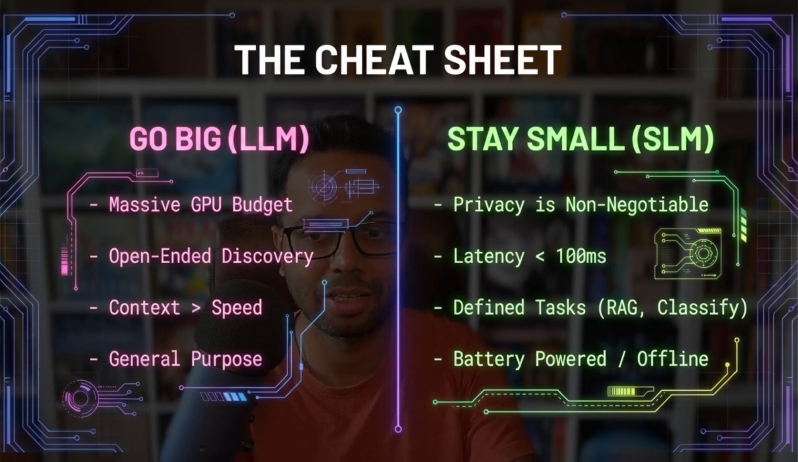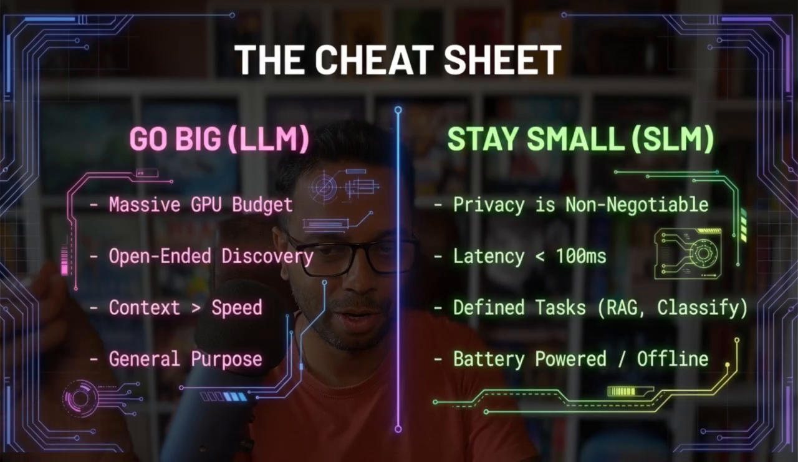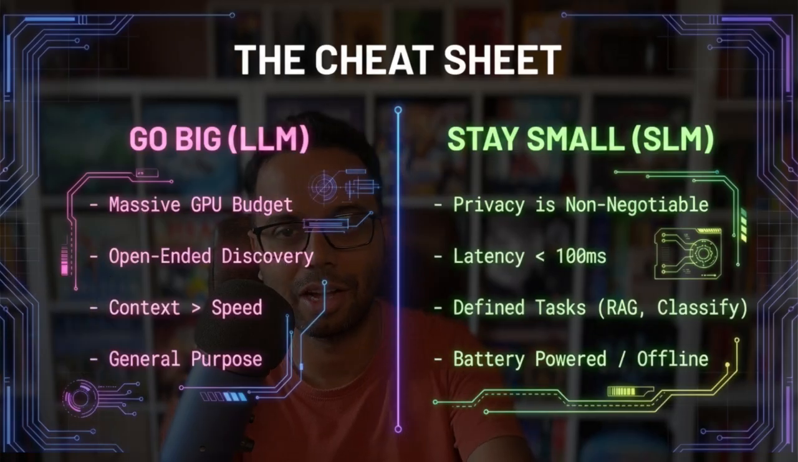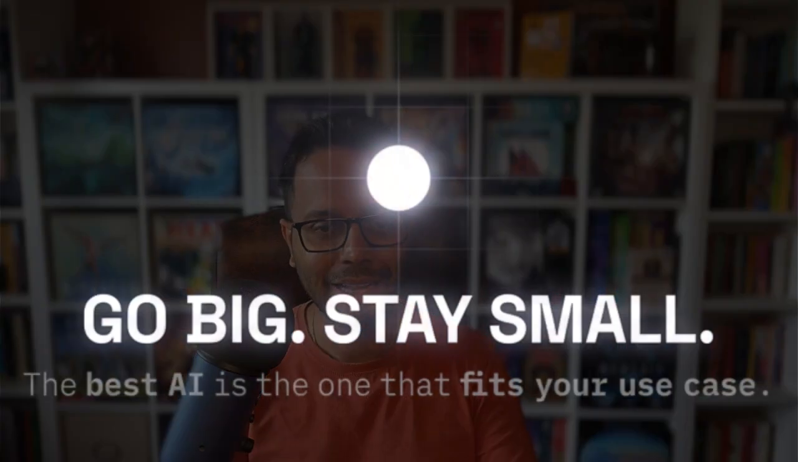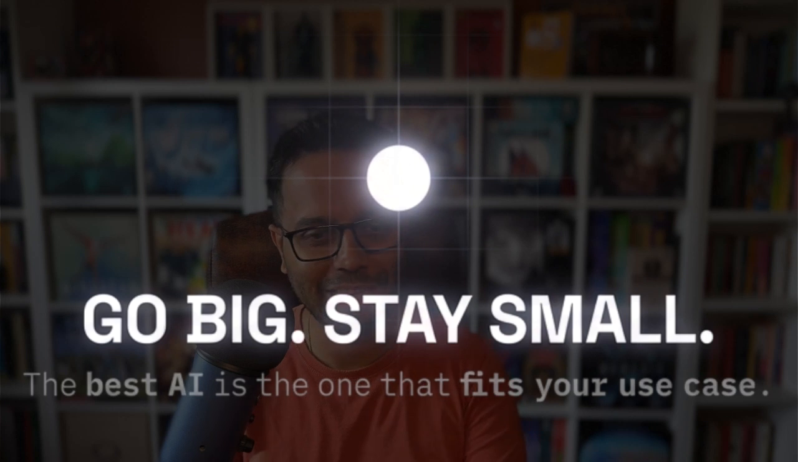When you have defined tasks, RAG, you want to classify things quickly, you go for small language models. When you want to build something that is general purpose, you go for large language models. When you want to build something offline or very specific task oriented, you go for small language models. So that's it for the video, and I hope it gives you a good understanding to get started and start thinking about how you identify the language model for your use case. But I want to leave you with this: you should go big but stay small, and the best AI model is the one that fits your use case.